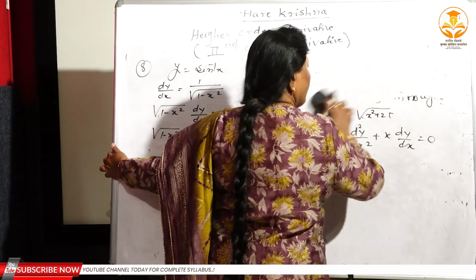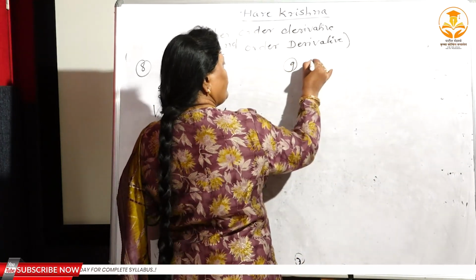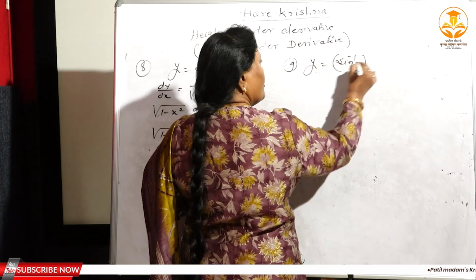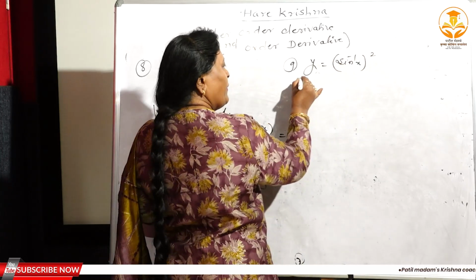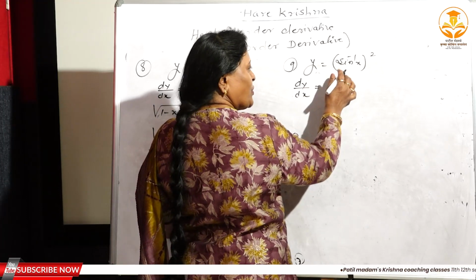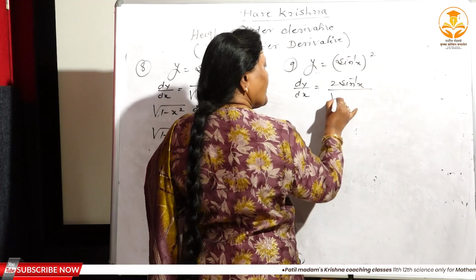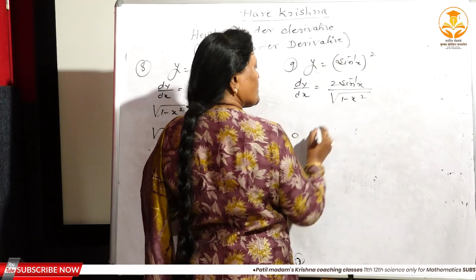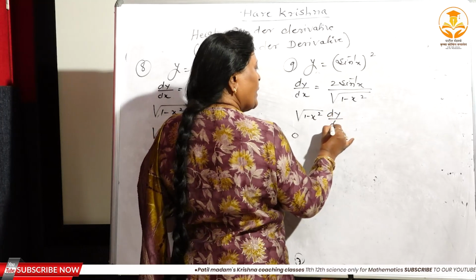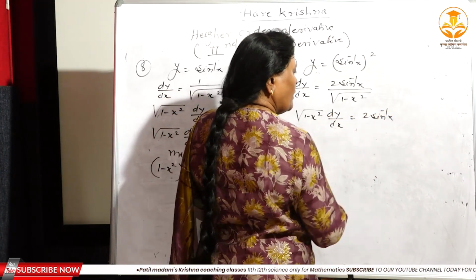See the 9th one here. y is equal to sine inverse of x whole square. dy by dx: u square, apply the chain rule. 2 sine inverse of x, and the derivative of sine inverse of x is 1 upon root of 1 minus x square. Root of 1 minus x square dy divided by dx is 2 sine inverse of x. Here again.